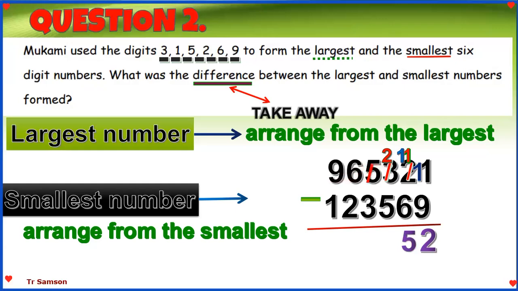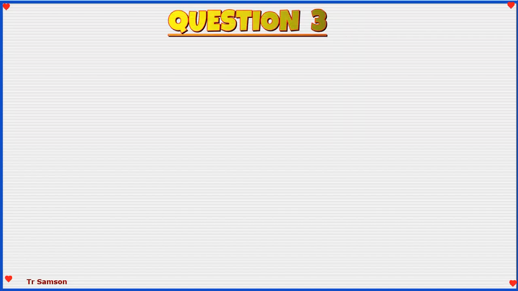Then 2 minus 5 is impossible, so we borrow again. The remaining is 4, then we add 1 here. It becomes a new number formed, which is 12. 12 minus 5 is 7. Then 4 minus 3 is 1. And 6 minus 2 is 4. And 9 minus 1 is 8. Therefore, the correct answer was 841,752.